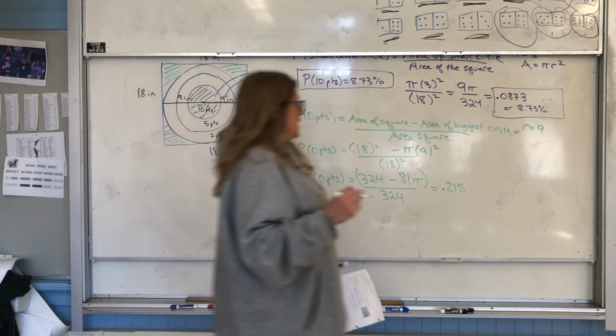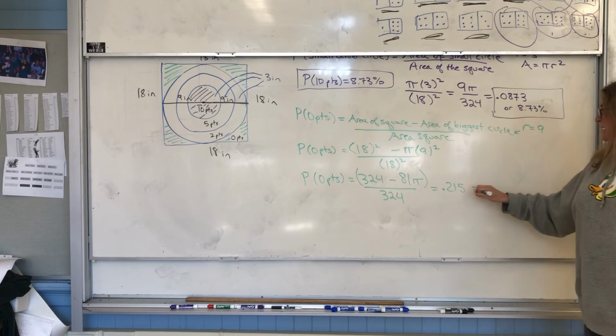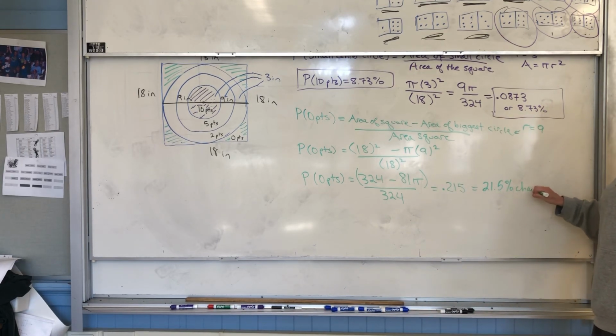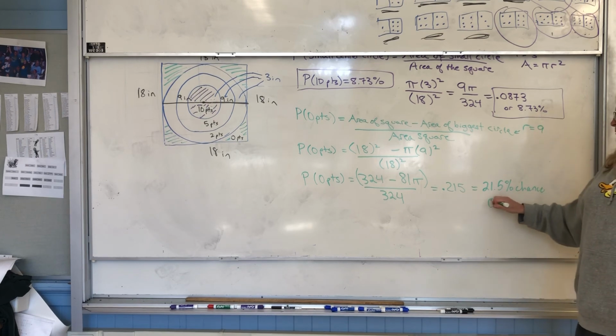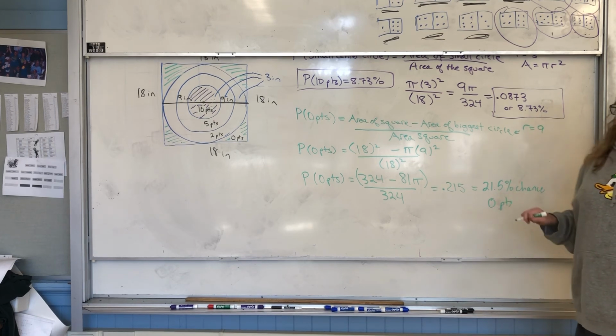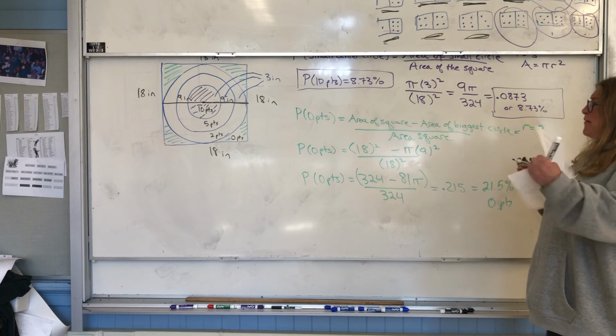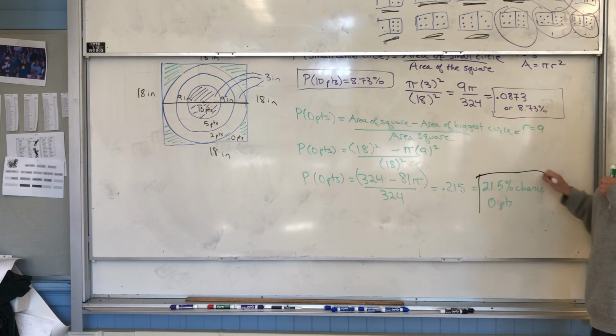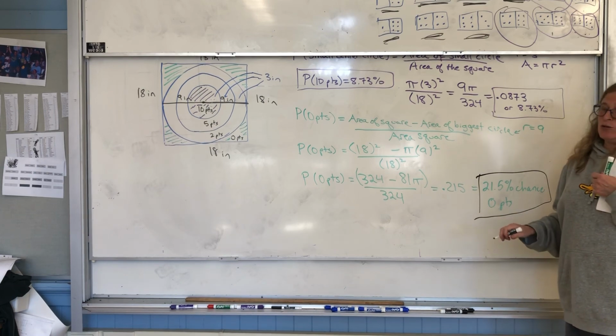So what is more likely, guys? 0.215 is a 21.5% chance you will get 0 points. So unfortunately, the probability that you're going to get 0 points is more than the probability you're going to get 10 points. It usually works that way.